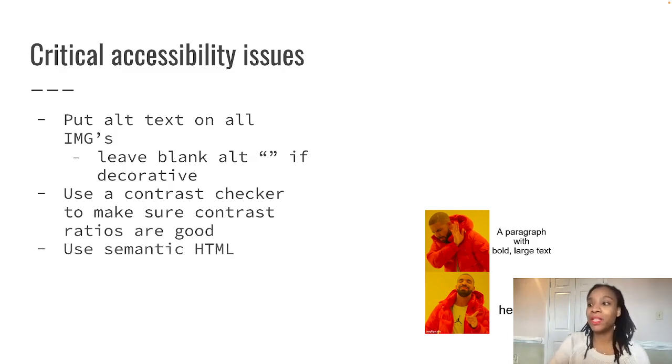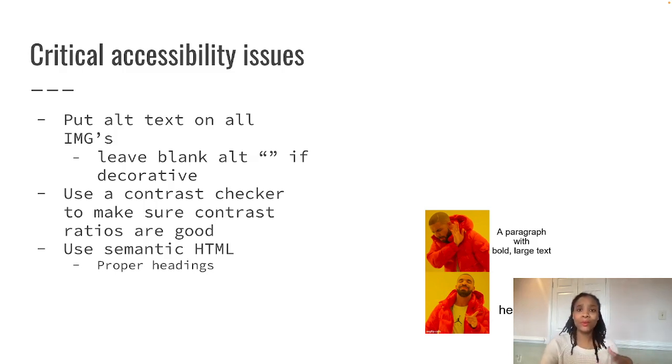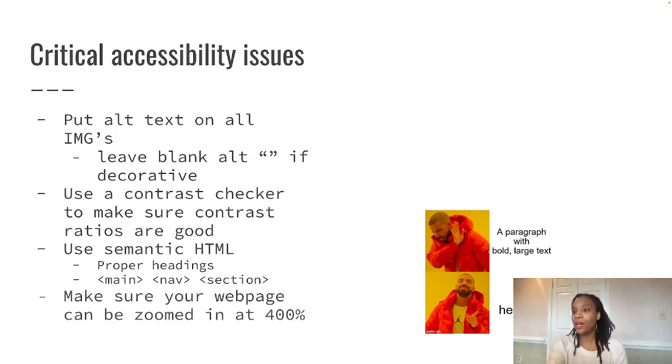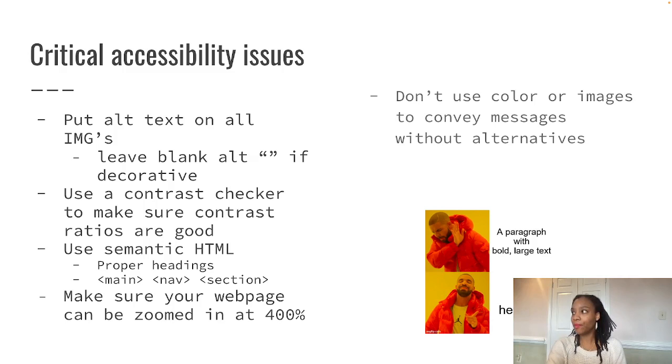We talked about the use of semantic HTML. That's pretty important just so screen readers can be used correctly and understand what's on the page. We want to make sure we have the proper headings, that we're using things like main, nav, and section to convey what is on the page. And we talked also about making sure that your page can be zoomed in at 400%. And then not using color or images to convey messages without alternatives.